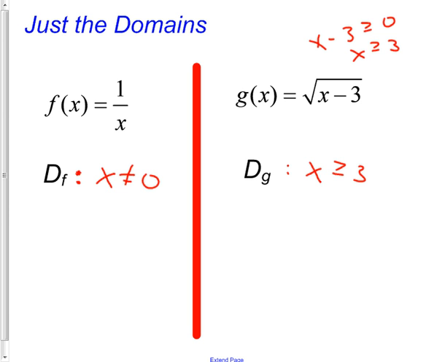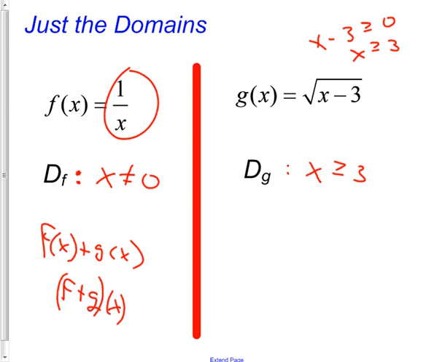Okay, good. Now, if I was doing a simple one, like f of x plus g of x, which, by the way, they would write this way. F plus g of x means the same thing. You just take the two functions and you add them. You take this plus that. Done. I just write 1 over x plus square root of x minus 3. That's it. So when you add them together, it's simple to do.